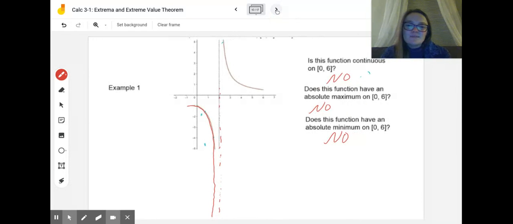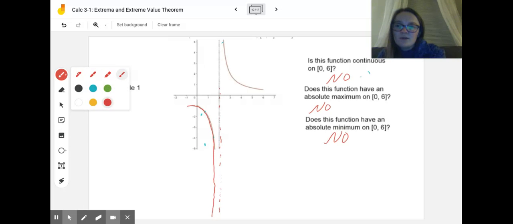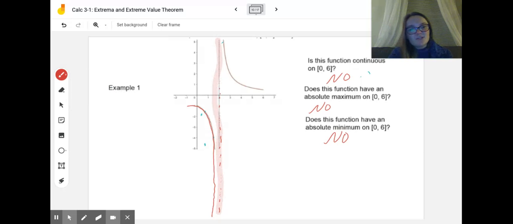All right, so looking at this example here, the question is, is the function continuous? No, the reason it's not continuous is I have an asymptote. And so that is not going to be continuous. Next question, does the function have an absolute max on 0 to 6? Just looking at the graph, no.